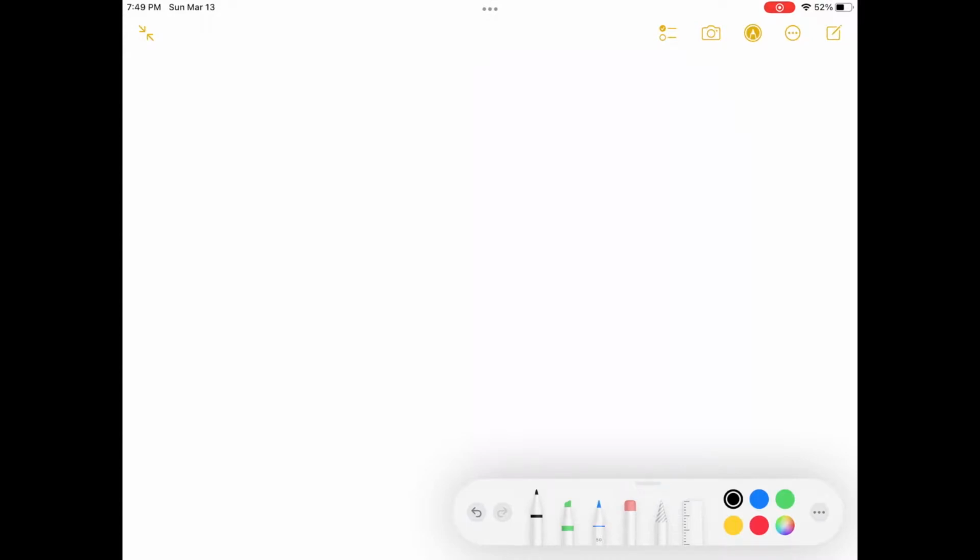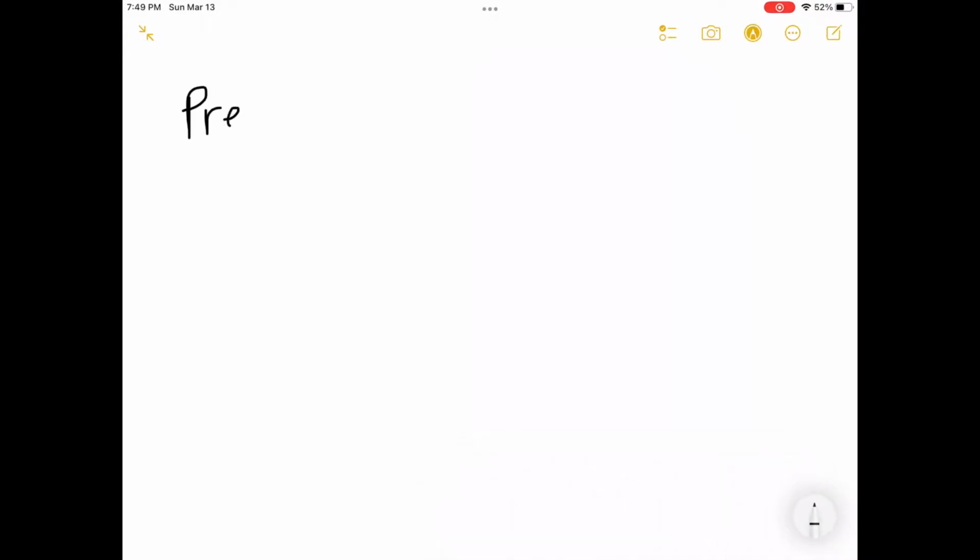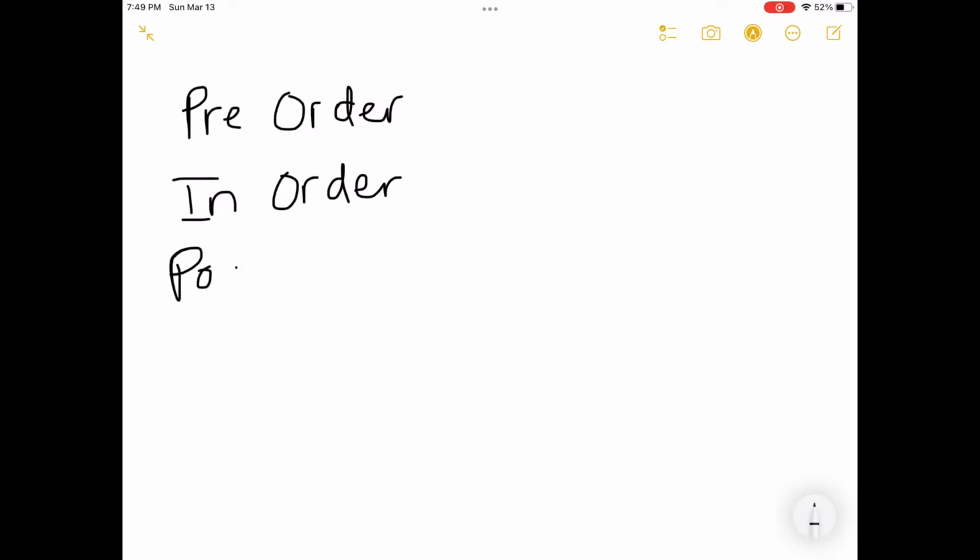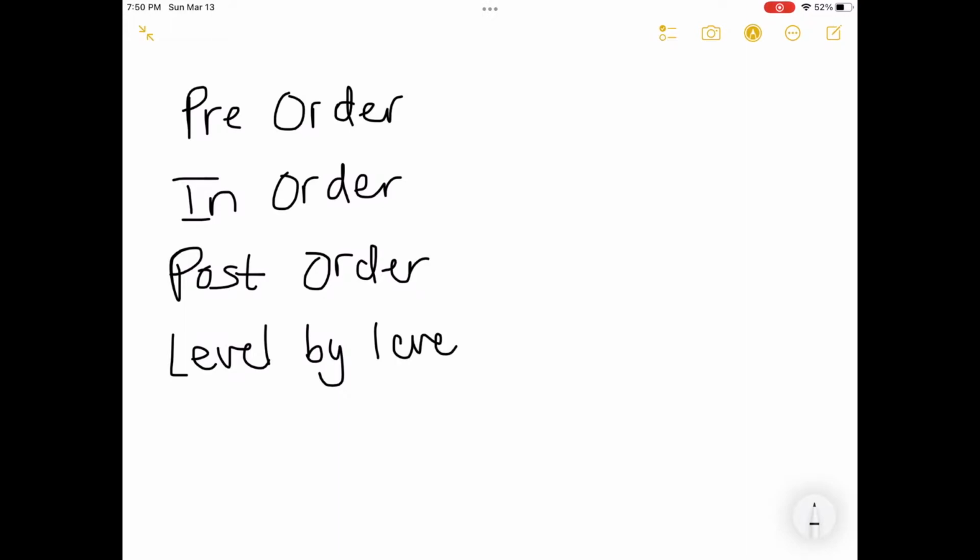We're going to talk about 4 types of tree traversals, like I stated. One of them is pre-order traversal. Then we have the in-order traversal. Then we have the post-order traversal. And then we have the level by level traversal. Okay, so as you might have heard before, there are different names to these.